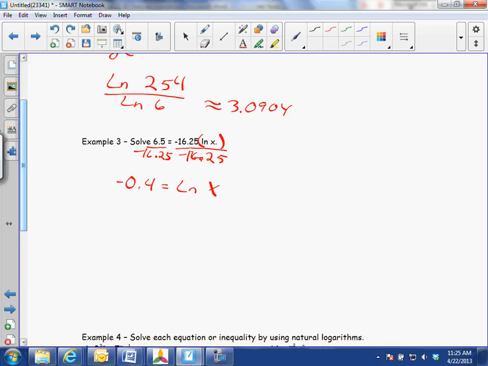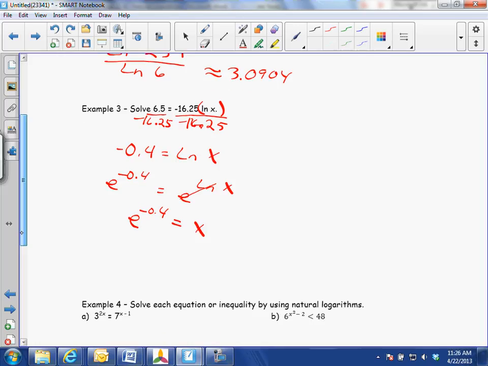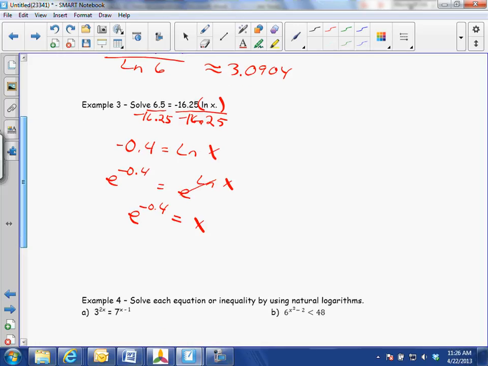In this case, since we've got a natural log, and we're looking for this guy, we're going to take each side to the e. So we're going to say e to the negative 0.4 and e to the natural log of x. But what happens with an e and the natural log? They cancel. So on the right side, we're just left with x is equal to e to the negative 0.4. And you can check that in your calculator. e is usually a second-order shift from natural log.